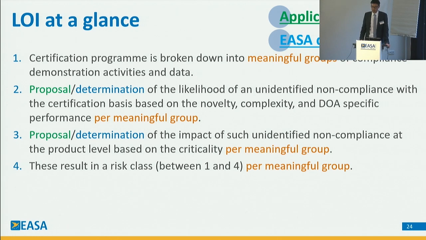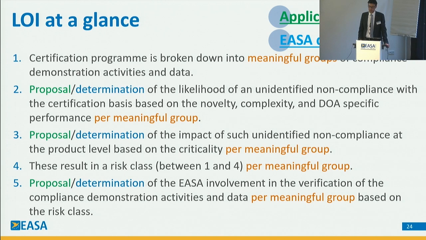So then we get a result. It's a risk class 1, 2, 3, or 4. Again, per meaningful group. And finally, a proposal by the applicant and the determination by EASA of the EASA involvement in the verification of the compliance demonstration, activities and data per meaningful group, not per project, based on the risk class. So if it's a risk class 1, we are not involved. If it's a risk class 4, we are highly involved. We come to this in more detail.